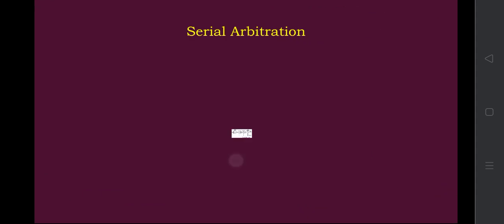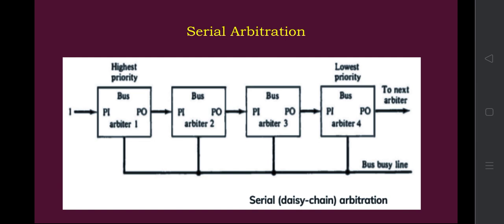Let us see the serial arbitration. The diagram of this is also called daisy chain arbitration. So what does it mean? Here we can see there are different devices and different buses, and there is a bus busy line commonly connected to all the arbiters. There are arbiters 1, 2, 3, 4, and it goes on and on based upon the device specification. Now we have the input I, and from that input it is given to the PI. PI is the priority in.